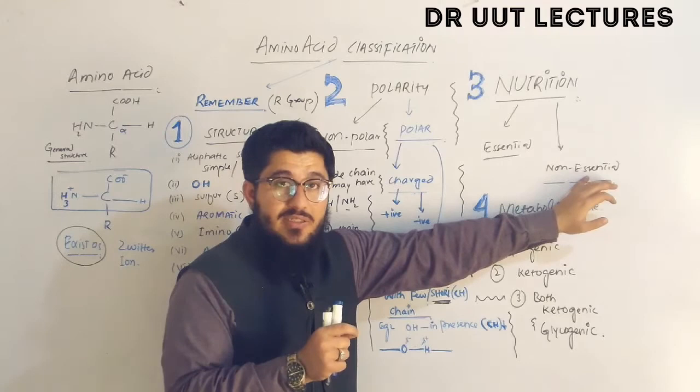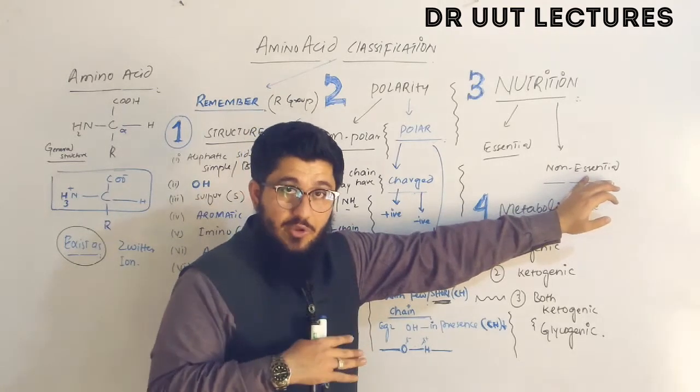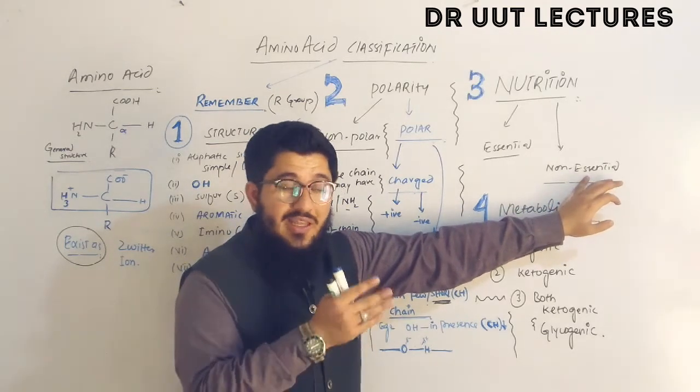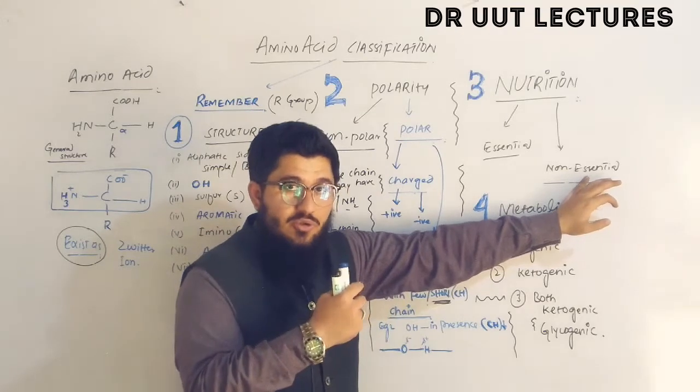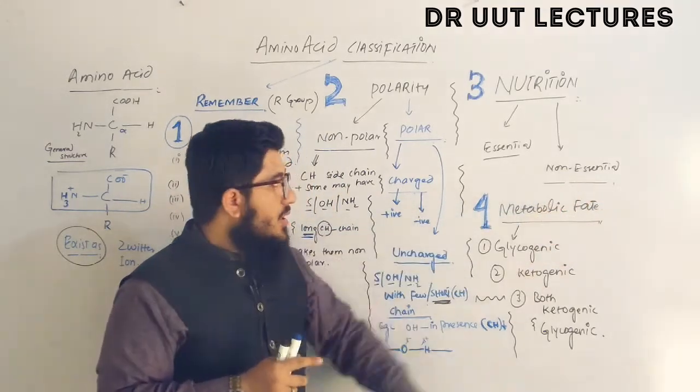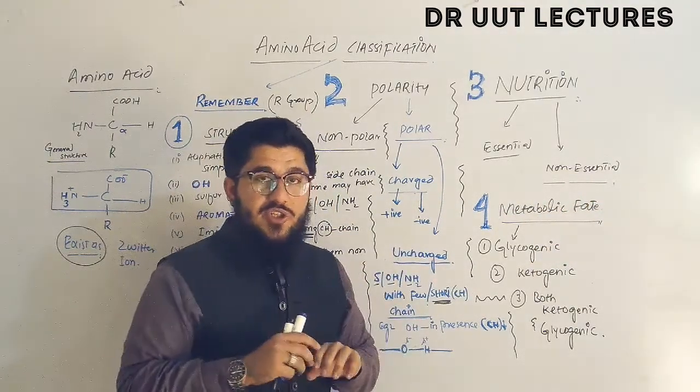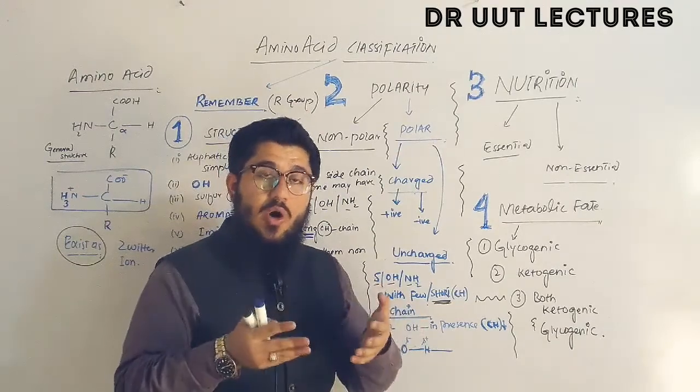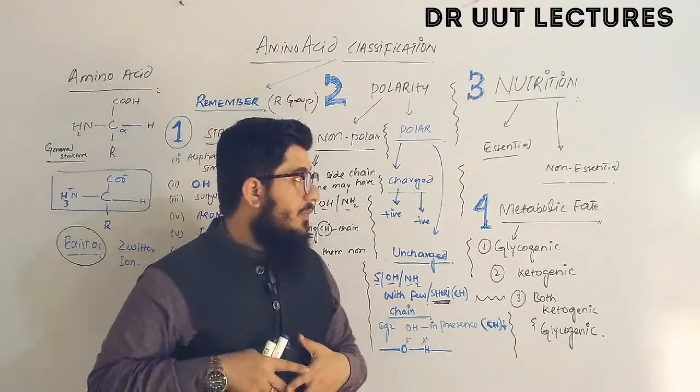The next one is non-essential amino acids. These are the amino acids that are already present in your body and you do not need to take them through diet. So that's simple. Essential amino acids you take through diet; non-essential you don't take through diet because you already have them in your body.